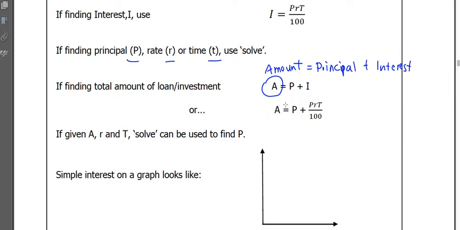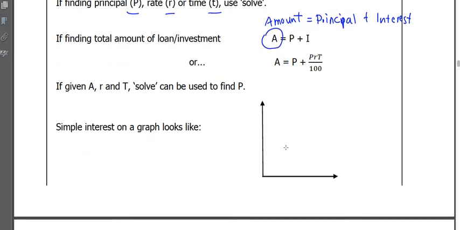Now, obviously, if you were given this one and you were given the final amount, the rate and the time, you could then solve for P. You could solve for the principal. You could find how much was put in at the start or how much was borrowed at the start.